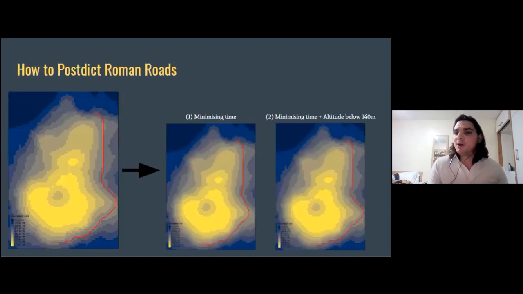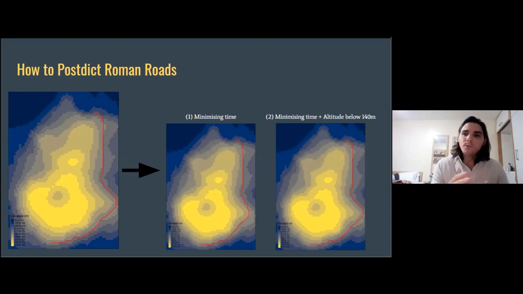So how do we actually post-predict roads? We'll first show this through a conceptual example, and then we'll explore the method in detail. Imagine that we know the route of a Roman road. This isn't a real Roman road, it's just a hypothetical one, shown in the left image. We then want to start to understand what might have impacted its route. That is, why is it where it is?